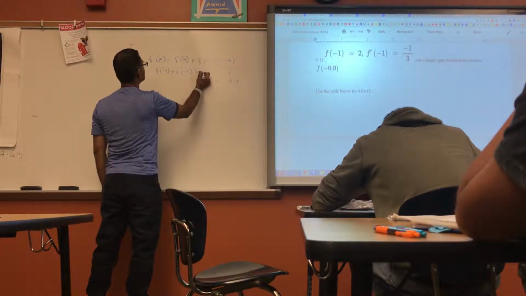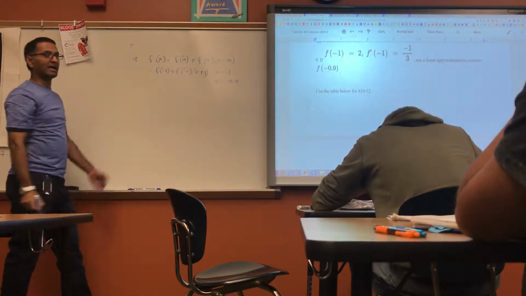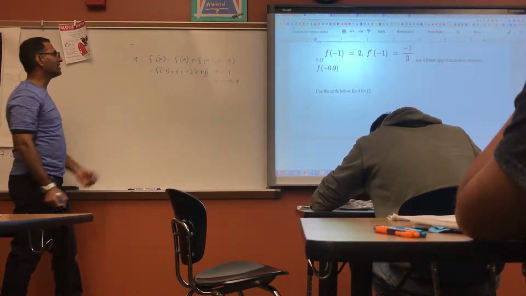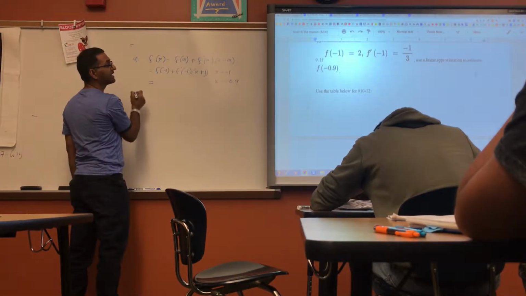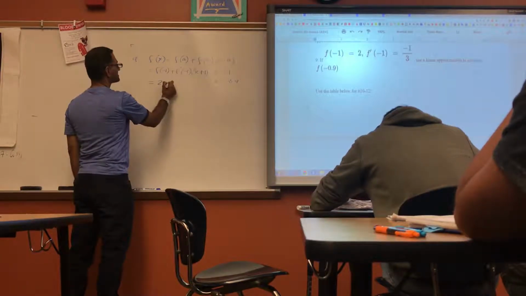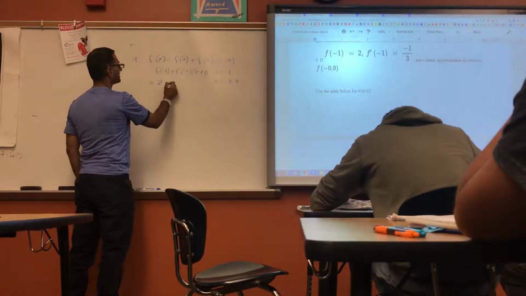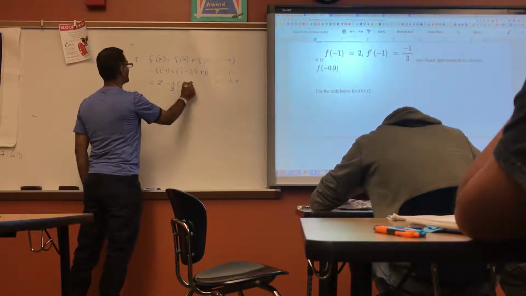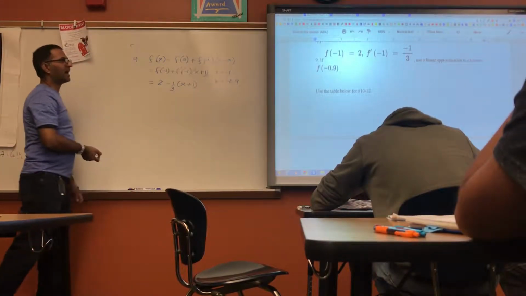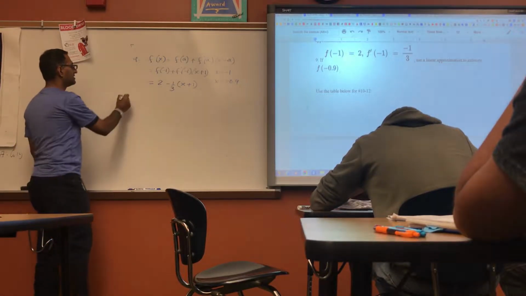Times x plus 1. Okay. Now, guys, it's a stupid problem. They give us everything. What's f of negative 1 given to be? 2 plus. What's f dash of negative 1 given to be? Negative 1/3. It's times x plus 1. That's it. And then last step, plug in negative 0.9.